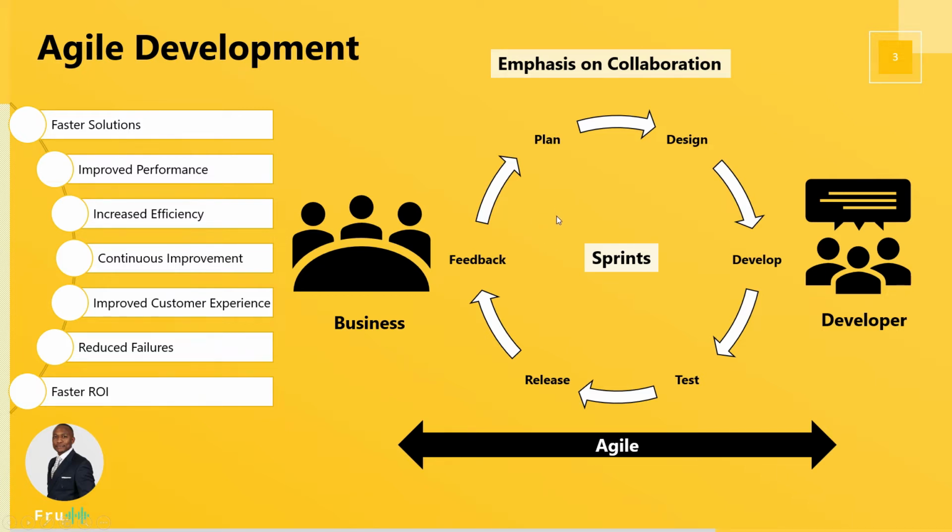So, how does it work? Who are the players for Agile? Looking at the diagram here, there are really two main players when we think about Agile. We have the business and the developers. So the business usually are the stakeholders in general. And then we have the developers who are the teams that are tasked with implementing the requirements from the business.